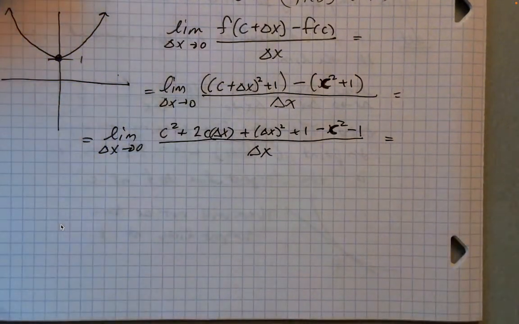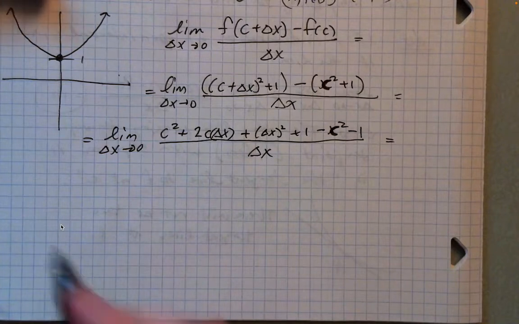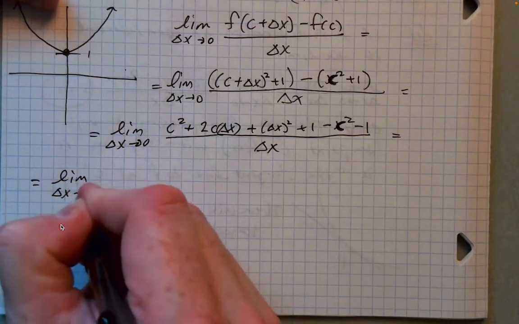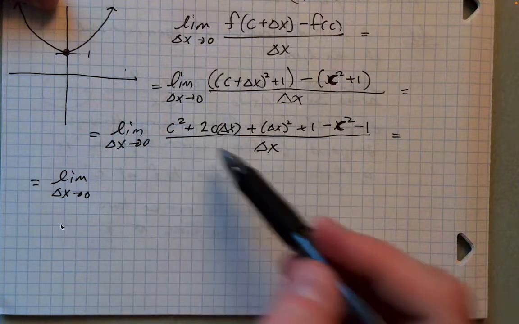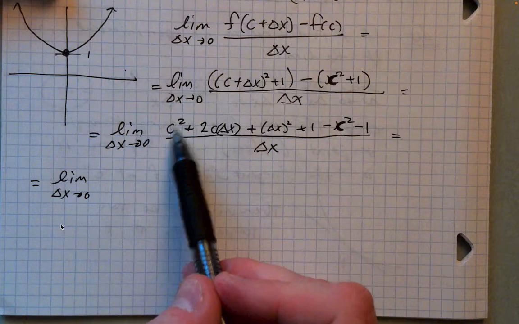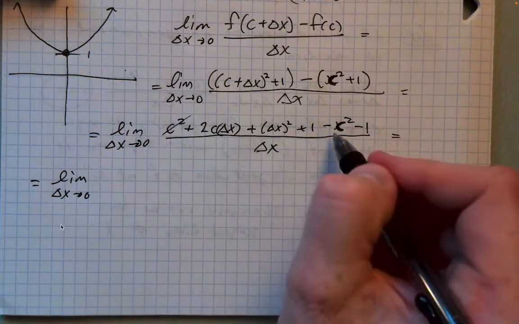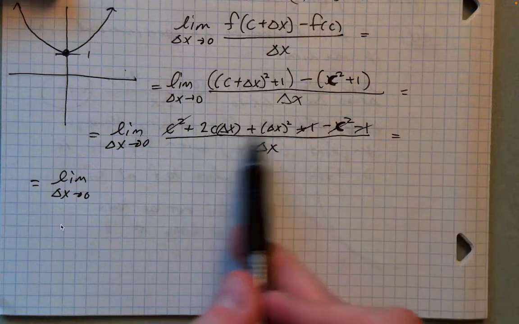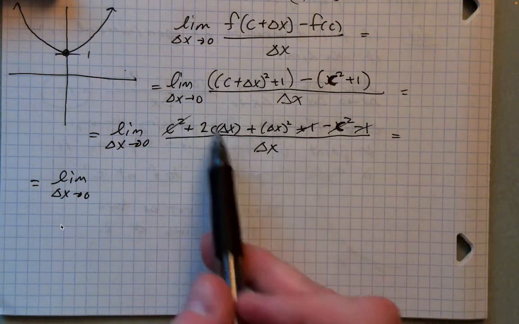All right. Now, just like before, a lot of stuff cleans up here. And so the limit as delta x goes to 0. And so what happens here? Well, the c squareds, they go away, right? The 1s, they go away. And so I'm left with all these delta x terms.